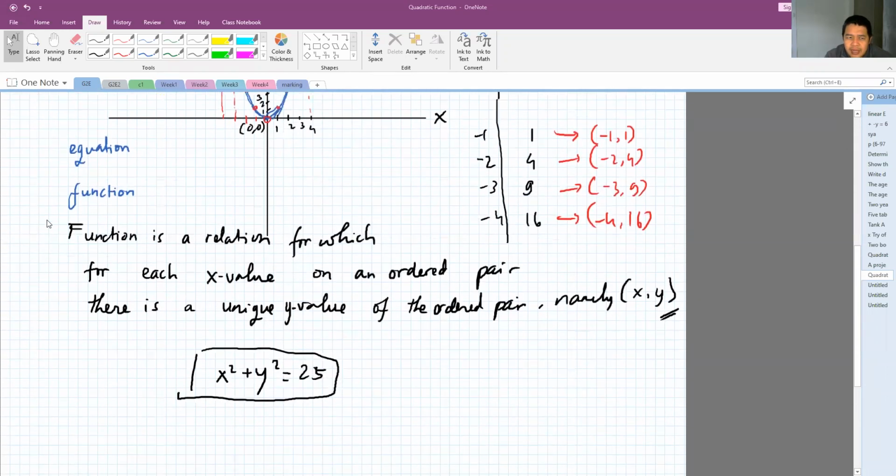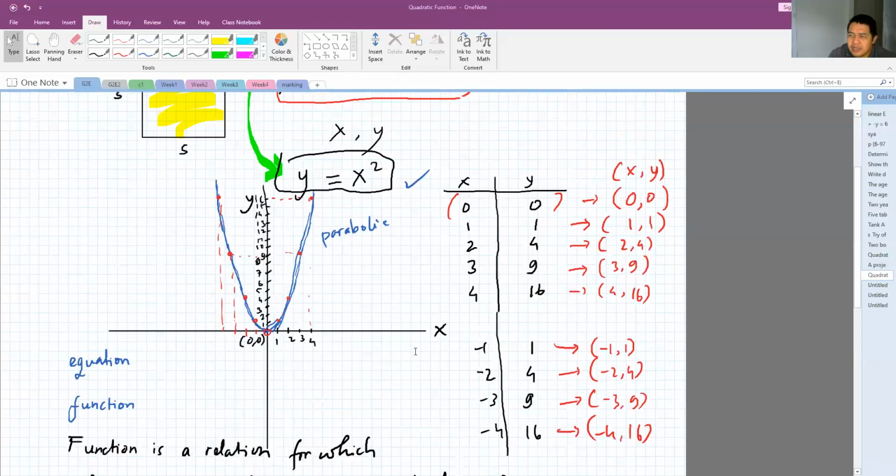But now my take-home message for you is this one. A function is a relation for which, for each x value of an ordered pair, there is a unique y value of the ordered pair, namely x and y. Now this one is not a function, you know the reason for it.